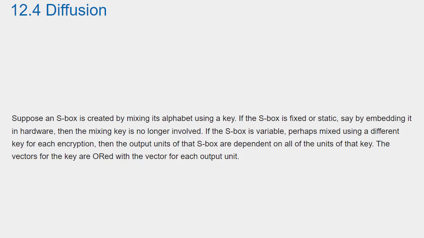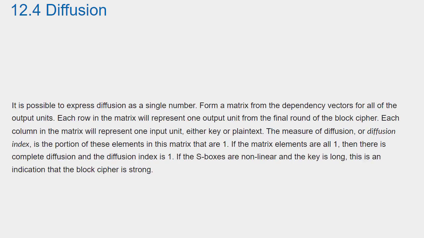Suppose an S-box is created by mixing its alphabet using a key. If the S-box is fixed or static, say by embedding it in hardware, then the mixing key is no longer involved. If the S-box is variable, perhaps mixed using a different key for each encryption, then the output units of that S-box are dependent on all of the units of that key. The vectors for the key are ORed with the vector for each output unit.